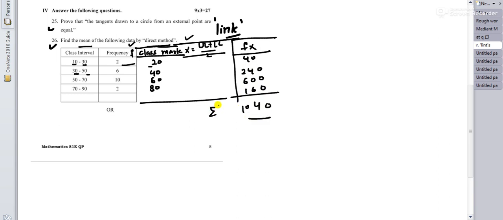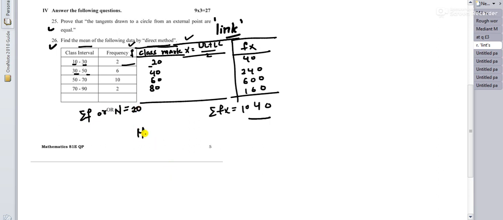This is what sigma means, the sum of all these fx, which is equal to 1040, and here you will get n or sigma f, both are the same. Sigma f or n, both are the same. How much is this? 10 plus 10 is 20.